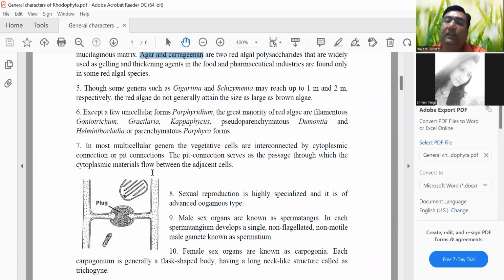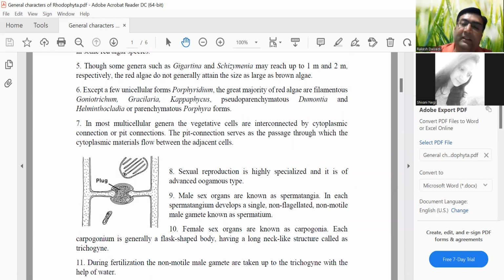Most of the multicellular red algae, the vegetative cells are connected by the pit connection. Here you can see in this diagram, there is a pit connection. This pit connection you can also find in fungi also. Can you tell me the name of the group of fungi where we get the pit connection? फंजाई के भी एक ग्रुप में पिट कनेक्शंस पाए जाते हैं, that is known as Dolipore septum, and it is found in members of the Basidiomycotina. Rust and smuts.